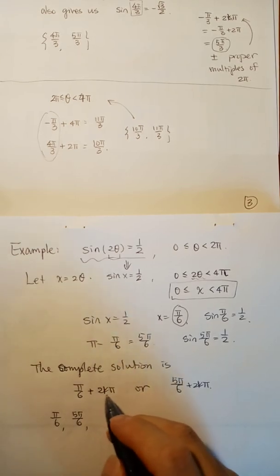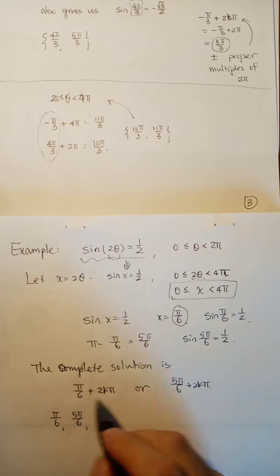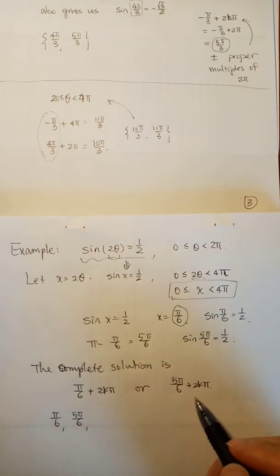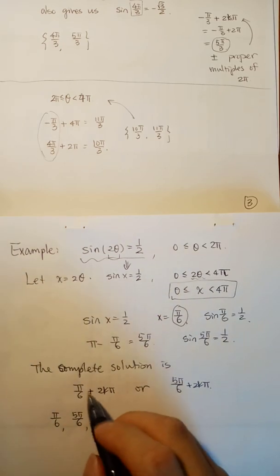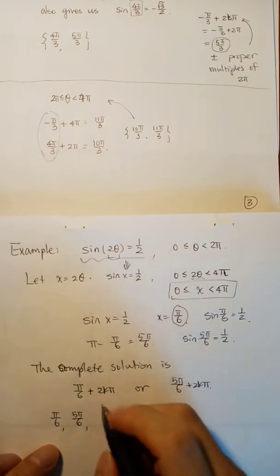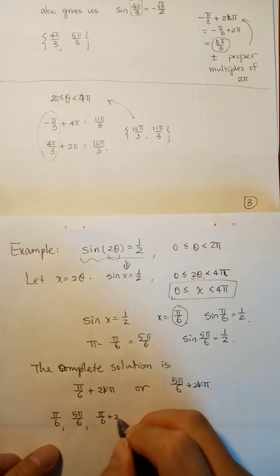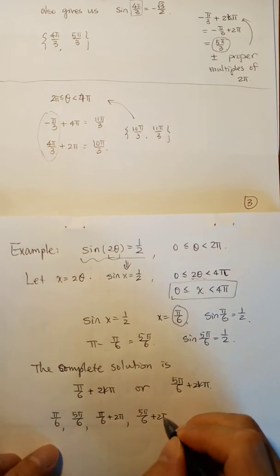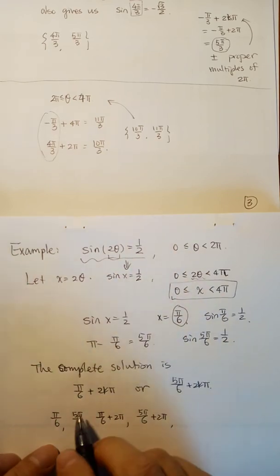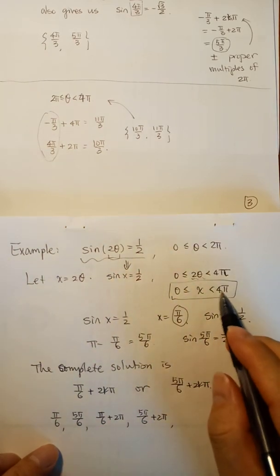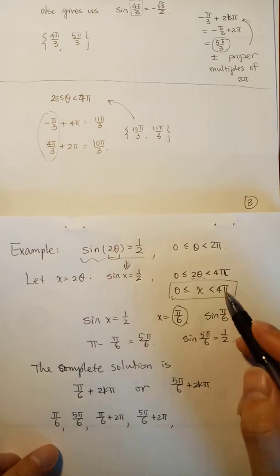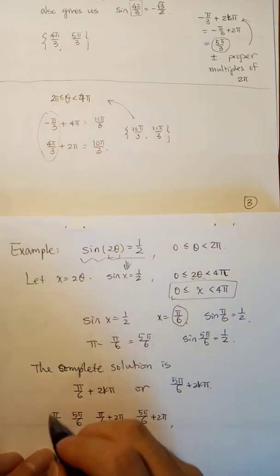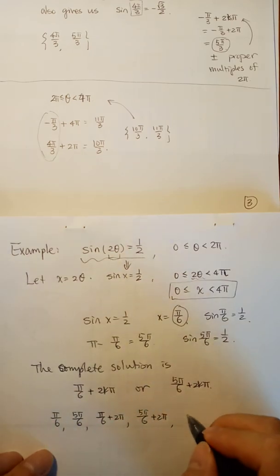And next, you're going to add, not subtract, because if you subtract 2 pi, you will get a negative number. Okay, so add 2 pi to pi over 6, add 2 pi to 5 pi over 6. But you cannot add 4 pi, because if you add 4 pi, the value will be greater than 4 pi, so it's outside of the domain. Okay, so there are 4 solutions.